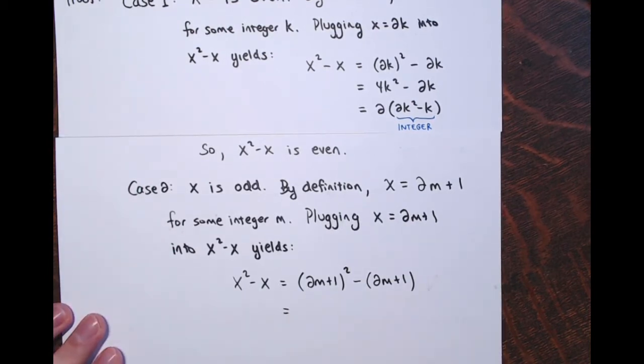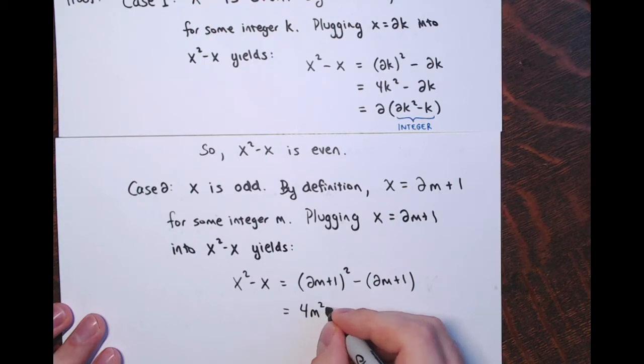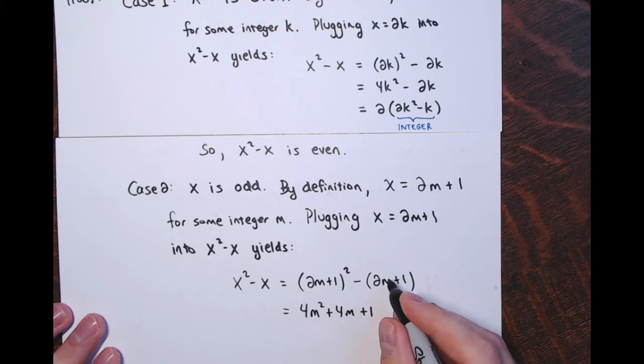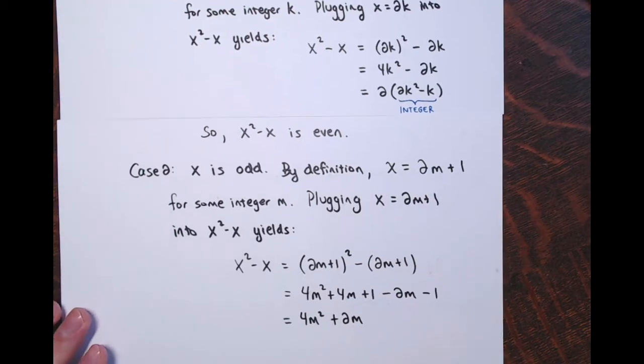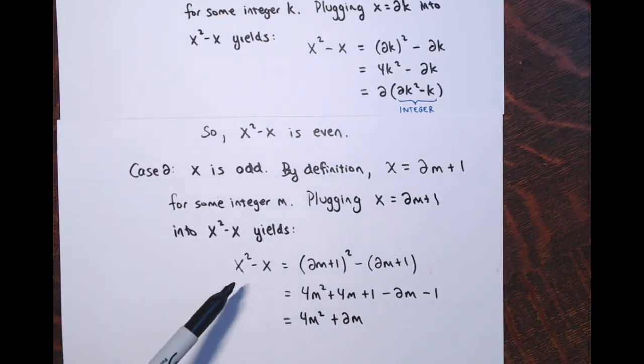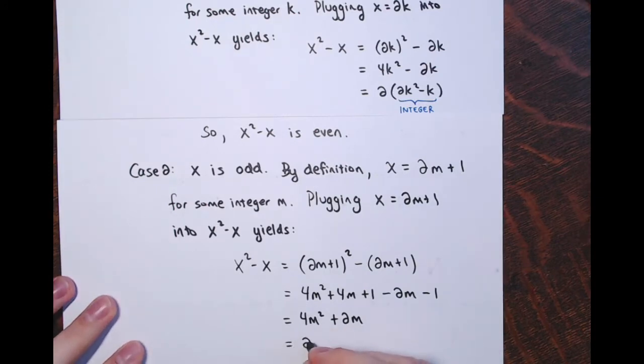Then squaring this will give me 4m squared plus 4m plus 1, and then distributing the negative, we get minus 2m minus 1. Combining like terms, just doing some algebra here, we have 4m squared plus 2m, and the 1's are gone. Now, I'm trying to show that x squared minus x is even. Can I express this as 2 times an integer? Yes, I can, by factoring a 2 out. It's 2 times the quantity 2m squared plus m.